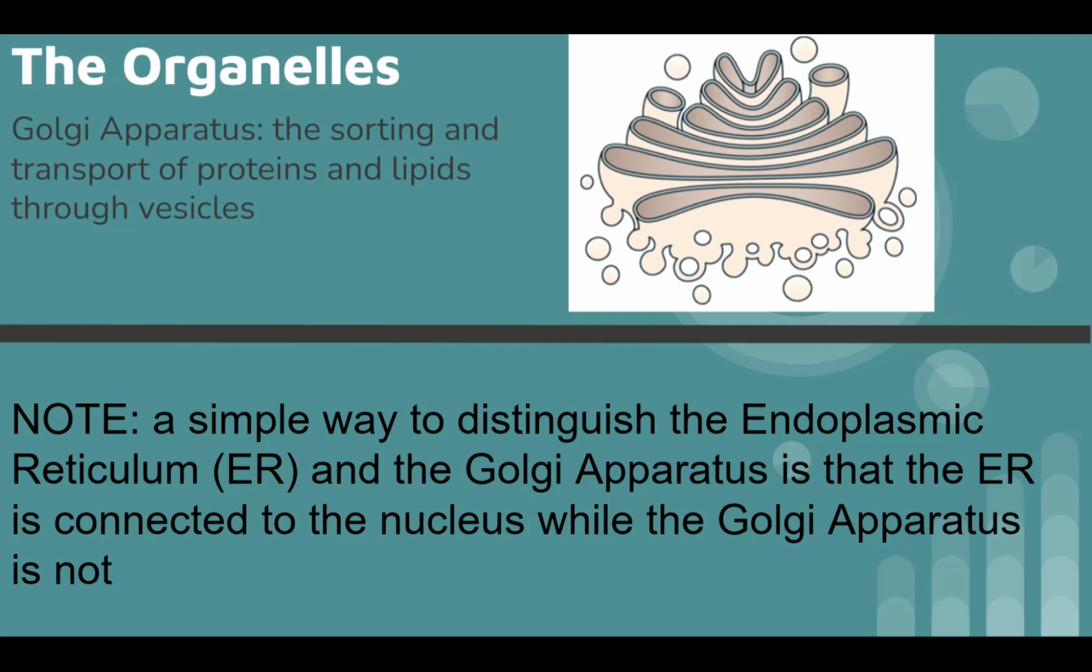And know that a simple way to distinguish the endoplasmic reticulum, or the ER, from the Golgi apparatus, because sometimes it looks similar, especially on the black and white photos they'll give you, is that the ER is connected to the nucleus while the Golgi apparatus is not.